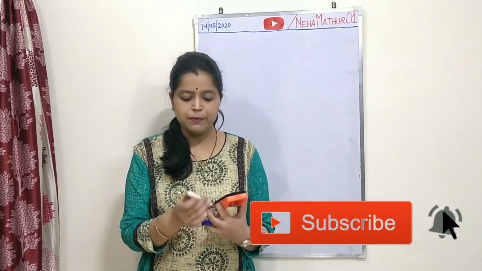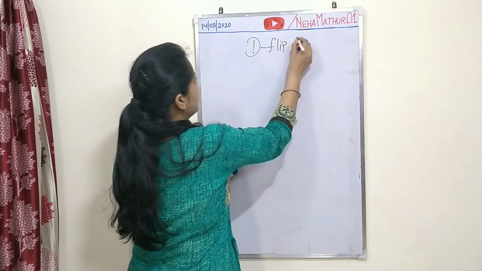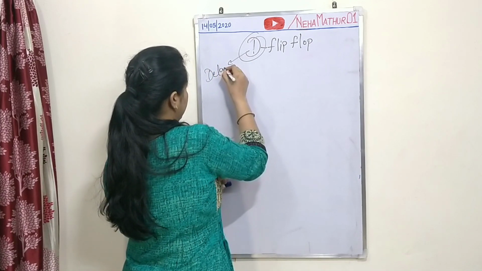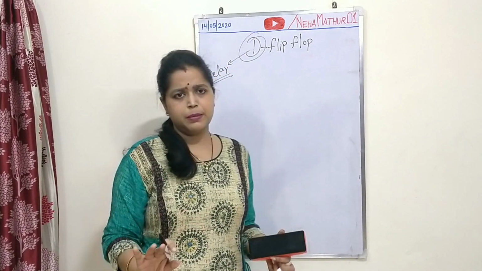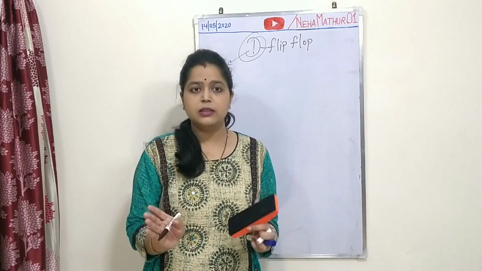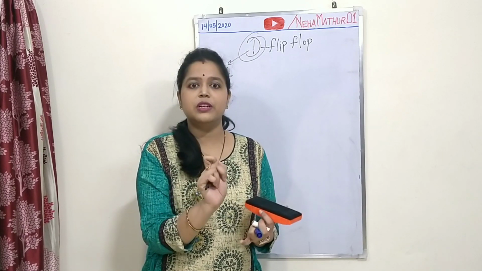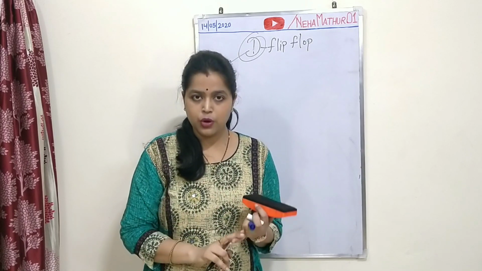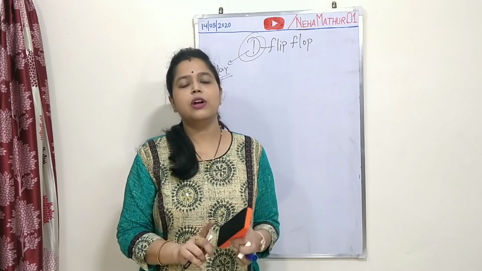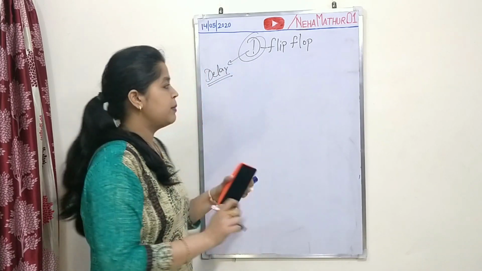So our today's topic is D flip-flop. D stands for delay. D flip-flop is simply a clocked SR flip-flop with just a small modification, and the modification is you will have to connect a single inverter between S and R inputs. So just by connecting an inverter between S and R input, you can get your D flip-flop with the help of clocked SR flip-flop.